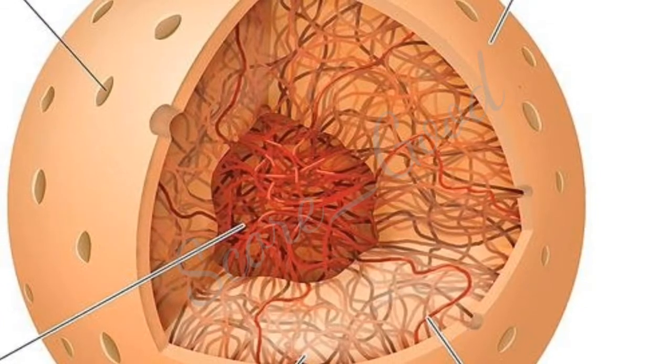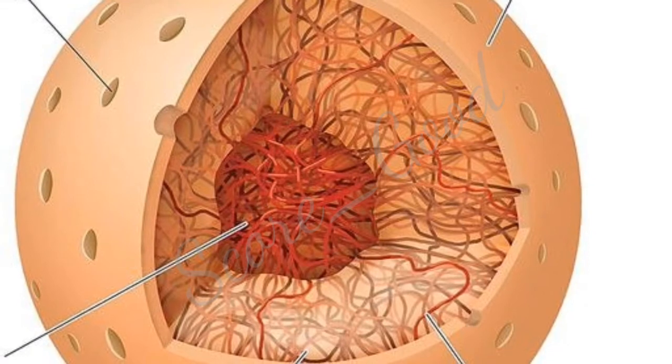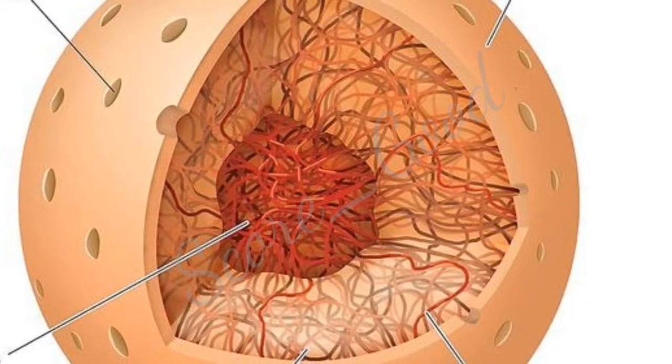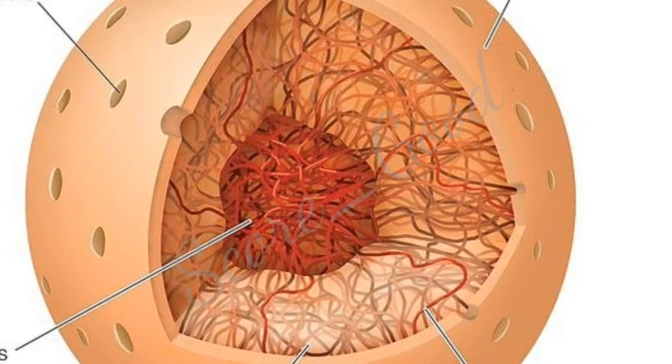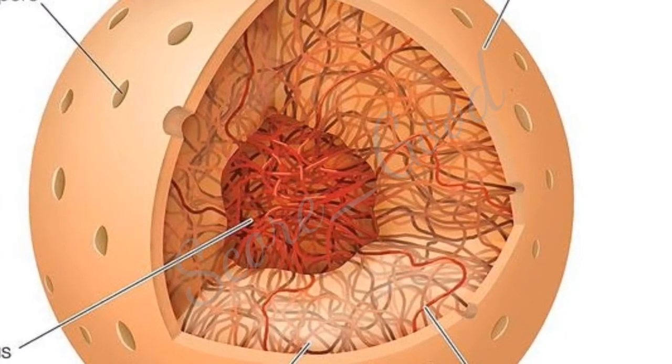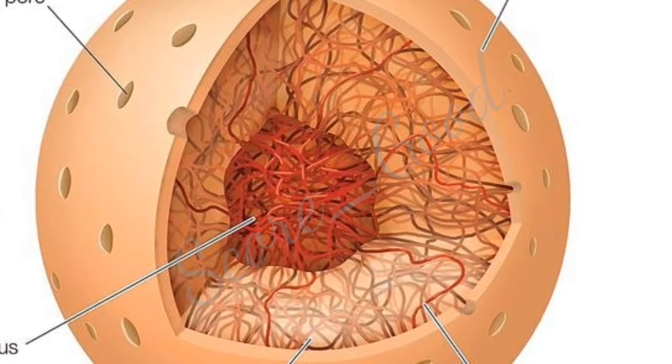The nucleus is covered by a double layered nuclear membrane. It consists of chromatin fibers and one or more nucleoli. The nucleus also contains nuclear pores, which we can see in the diagram.